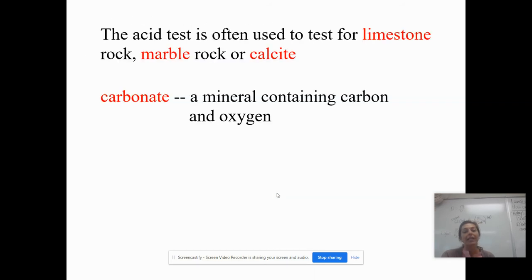Carbonate is just a mineral containing carbon and oxygen, which is where we get the word carbonate. The acid test is often used to test for limestone, marble, or calcite.